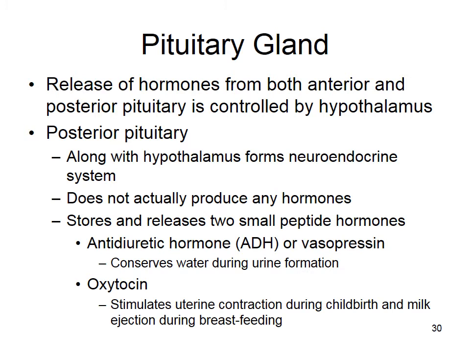The posterior pituitary also releases the hormone oxytocin. In females, it stimulates uterine contractions during childbirth. Exogenous oxytocin, known as pitocin, is used to induce labor. So when a woman gets induced for labor, they give her exogenous oxytocin. It also causes milk ejection during breastfeeding. In both these situations, uterine contractions and milk ejection, it works by positive feedback.